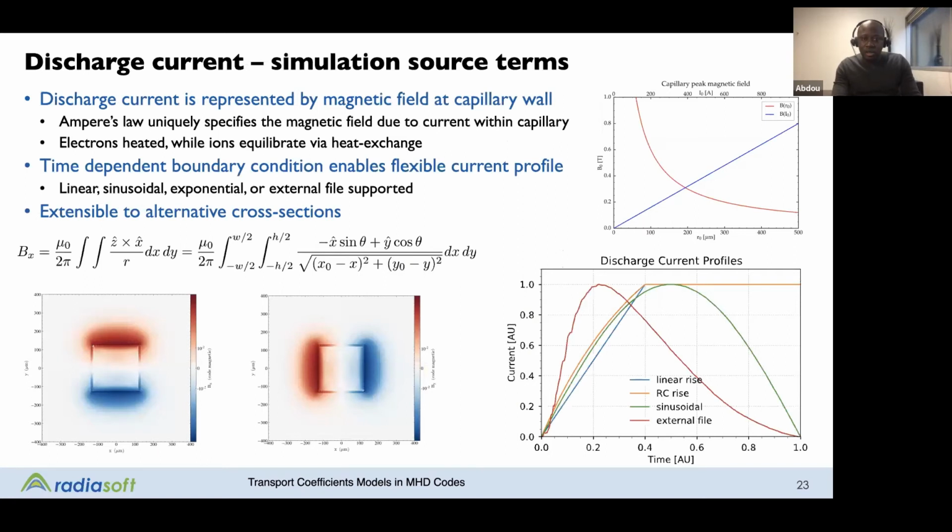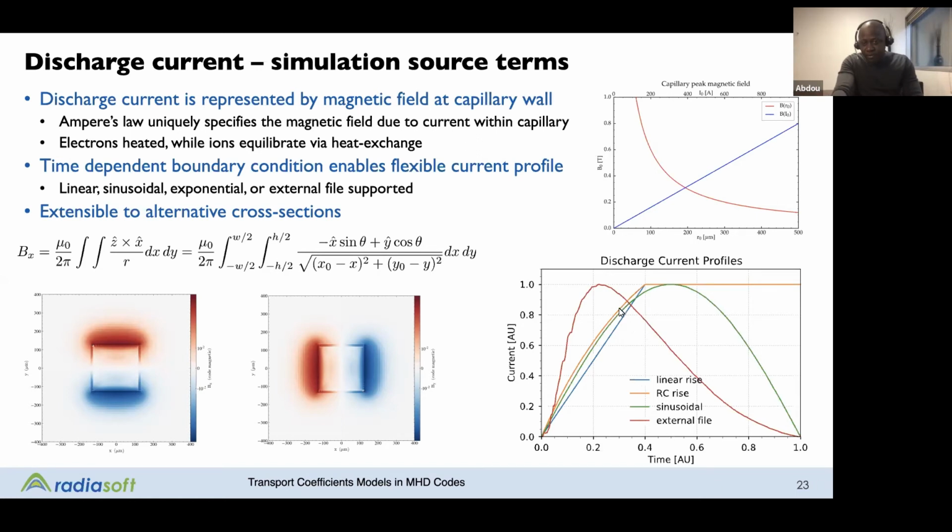In terms of discharge, we have different options. The discharge is represented by a magnetic field at the capillary. So we use Ampere's law to specify the electric fields. The magnetic field that we estimate through the current is then used to heat the plasma, basically.